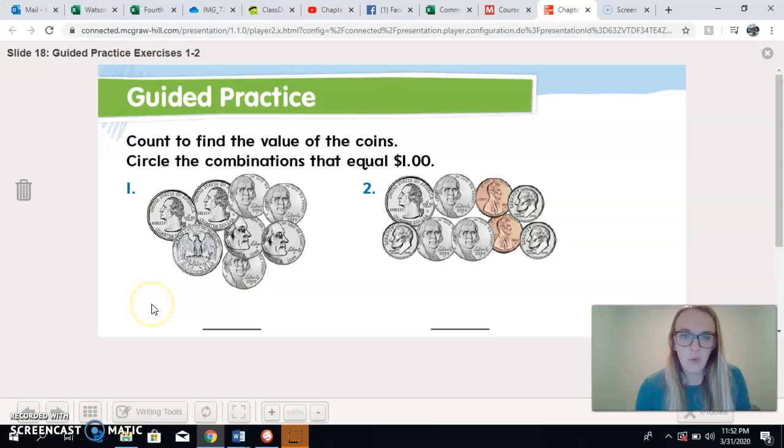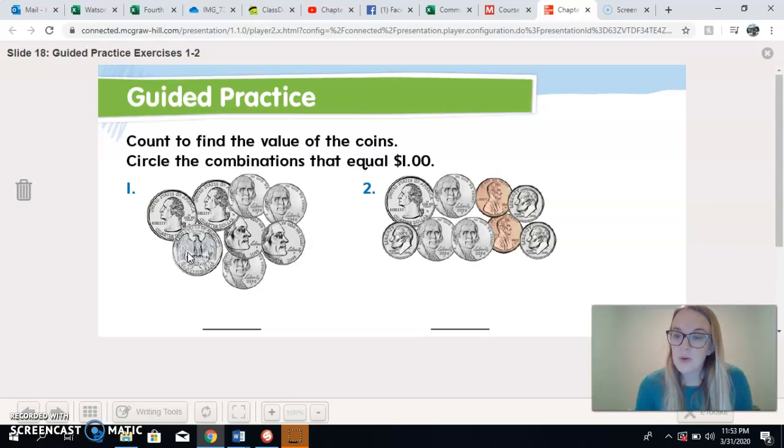So on number 1, I can already see that there are 3 quarters. 1, 2, 3. So let's start by skip counting quarters. I know quarters are worth 25 cents each. So that would be 25, 50, 75. And now I'm going to freeze for a minute. I need to figure out what coins I have left. And I can see that I have nickels that are left. And I remember that nickels are worth 5 cents.